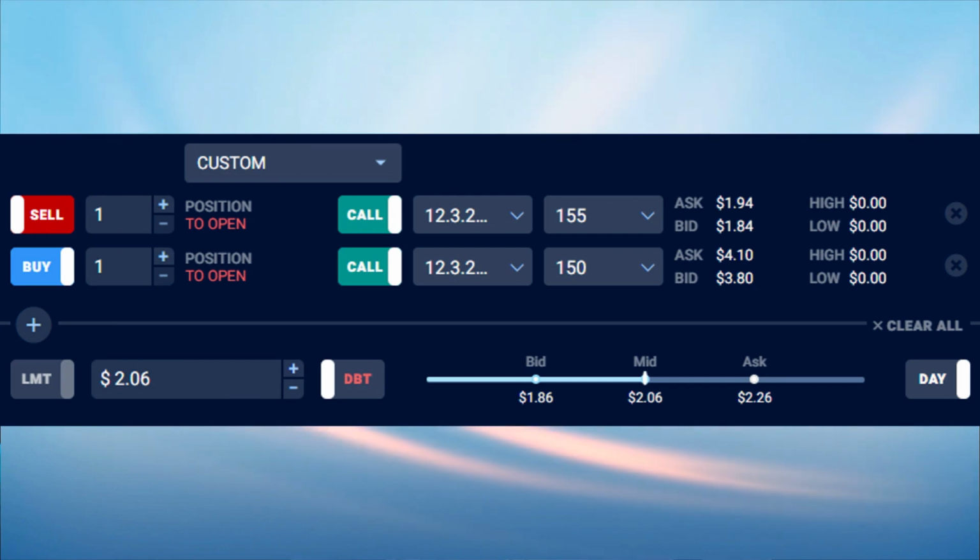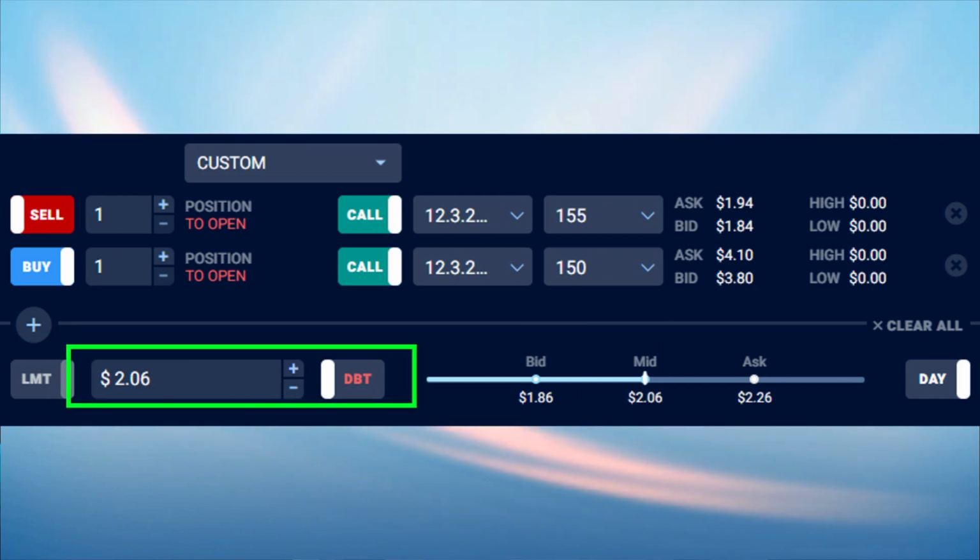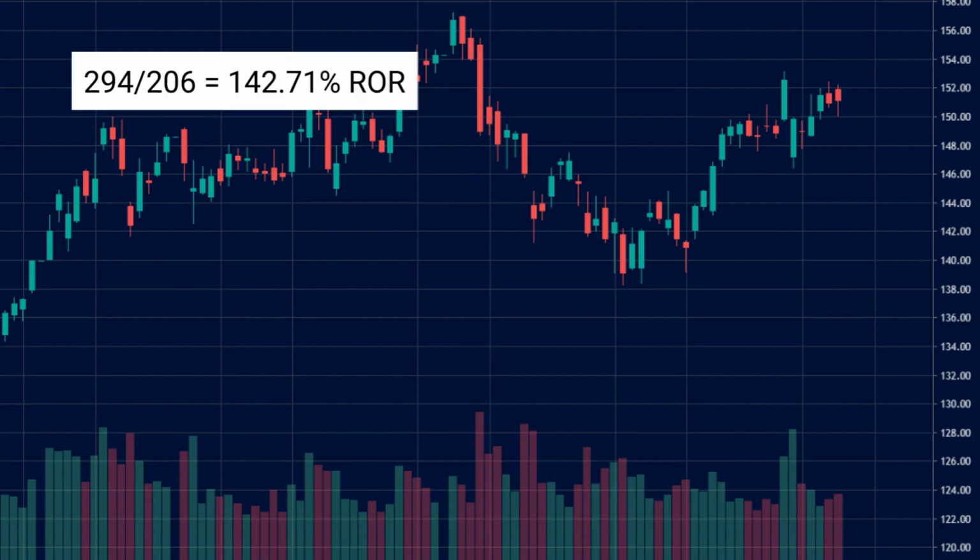Our entry in this trade is a debit of $2.06 per share. That means the most we can lose is $2.06 per share, or $206 per contract. The difference between our strike prices is $5. Well, that means we could profit $2.94 per share, or $294 per contract. That's a 142.7% return on our risk in 27 days if the stock closes above $155 at expiration. This is an example of entering a bullish growth vertical spread using delta to determine our sold strike.